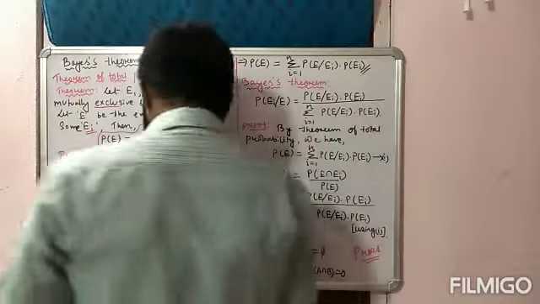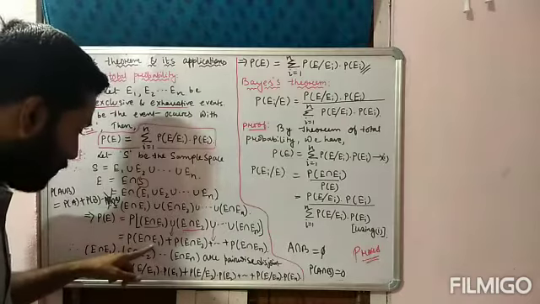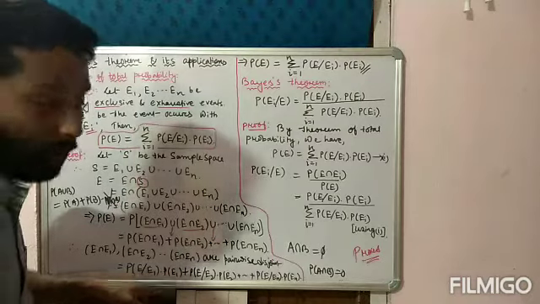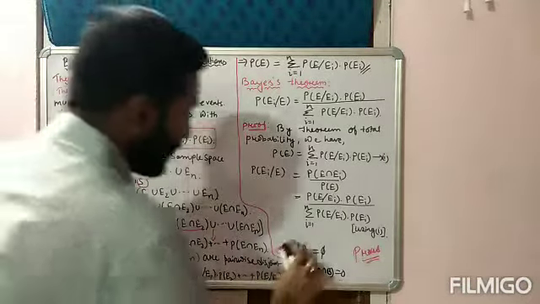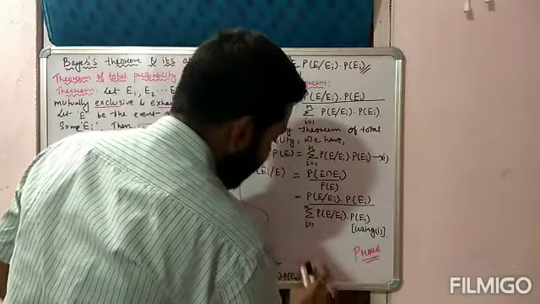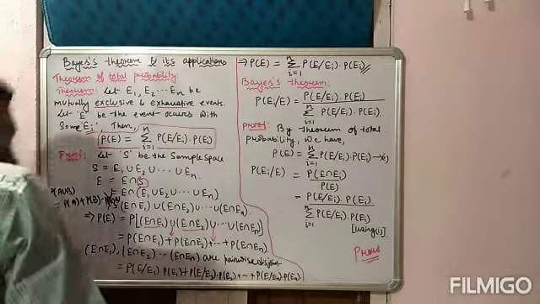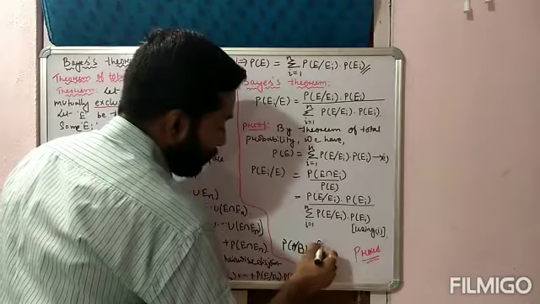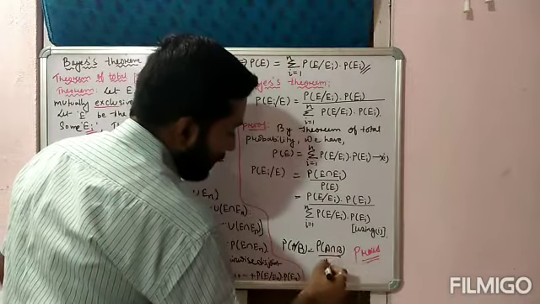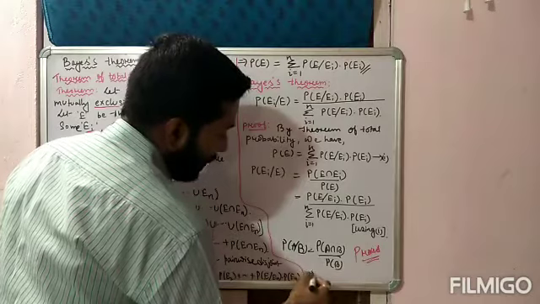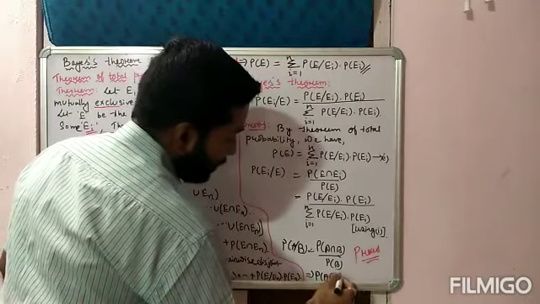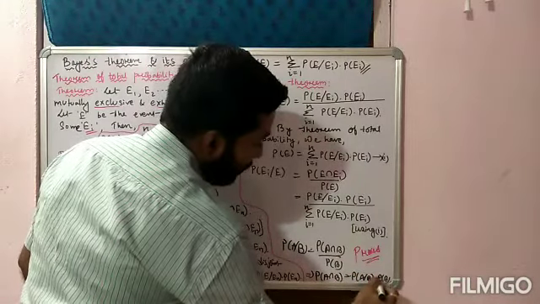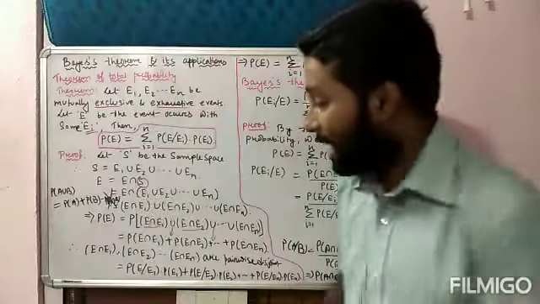Okay, now P of E intersection E1 को कैसे replace किया गया? P of E slash E1 into P of E1. How? P of E slash E1 into P of E1 कैसे लिखा गया? Because what is multiplication theorem? In the last class I have discussed the multiplication theorem. We know P of A slash B is equal to P of A intersection B by P of B. Yes or not? If you cross multiply it, we get P of A intersection B is equal to P of A slash B into P of B. So this multiplication theorem I have used in the last step.